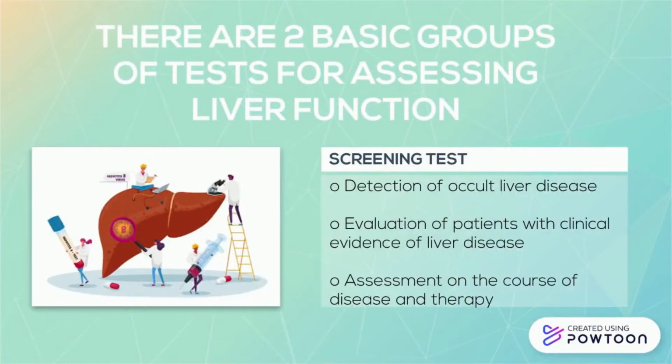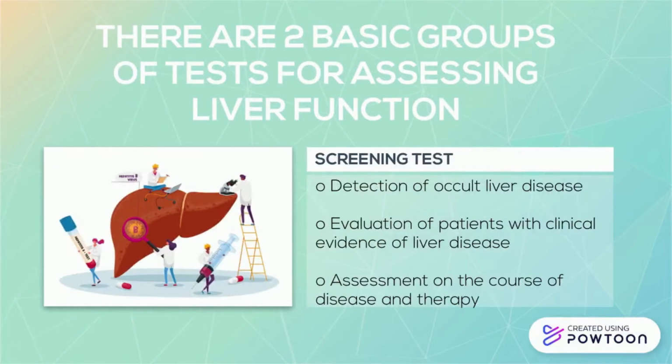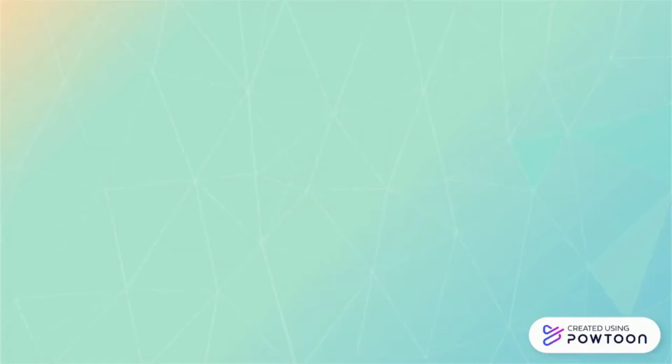There are two basic groups of tests for assessing liver function. The first one is the screening test. It is to detect occult liver disease, evaluate patients with clinical evidence of liver disease, and as an assessment of the cause of disease and therapy.